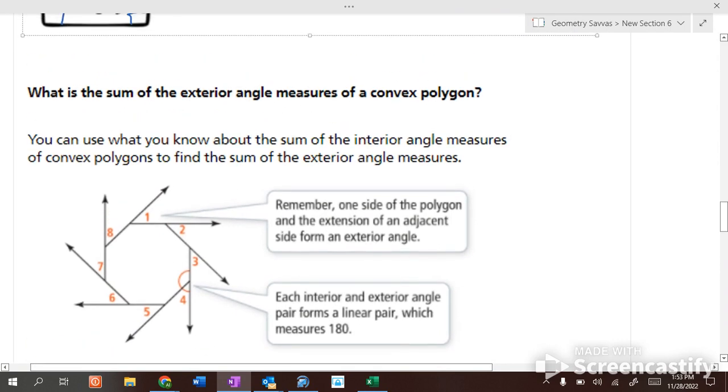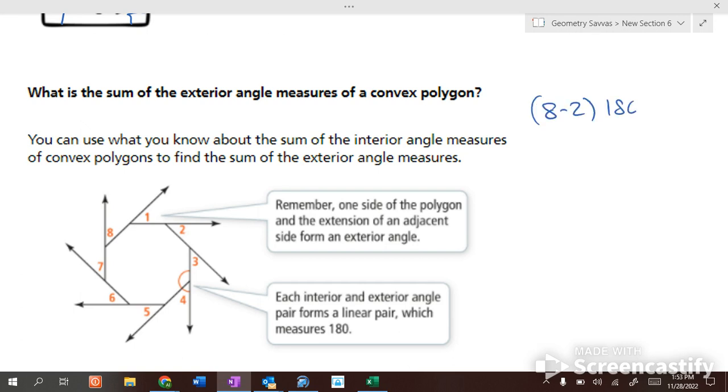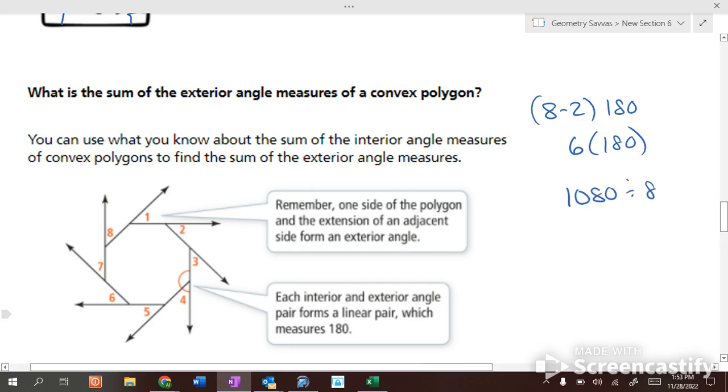Okay, exterior angles. An interior plus an exterior always adds up to 180. So this is an octagon, right? 8 sides, 8 angles. So for an octagon, what's the interior angle sum? Well, 8 minus 2 times 180, or 6 times 180 is what, 1080? Take 1080 divided by 8 to figure out how much each of the interior angles are. So each of these angles inside here are 135. What would that make an exterior angle if it makes a straight line? 45 degrees. How many exterior angles are there in an octagon? What's 8 times 45?